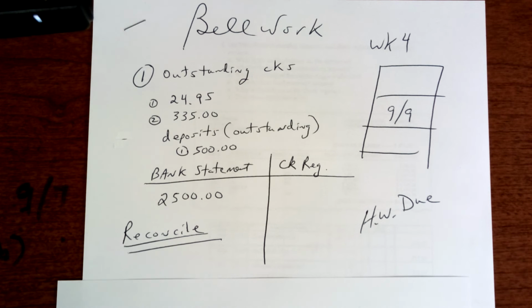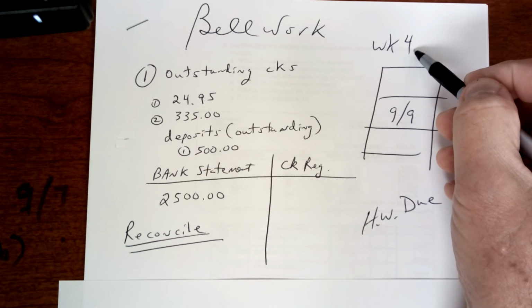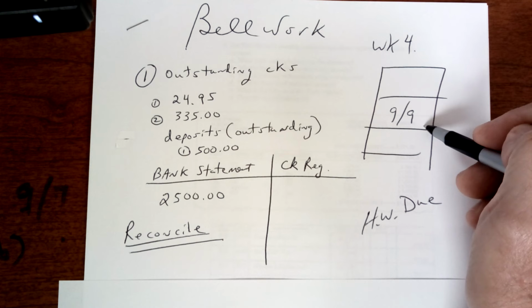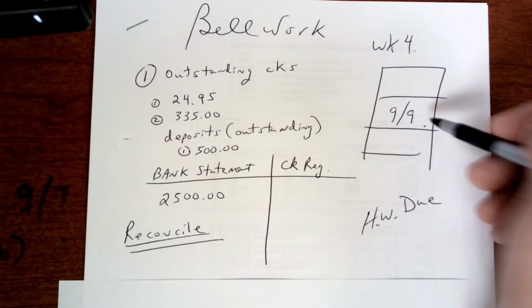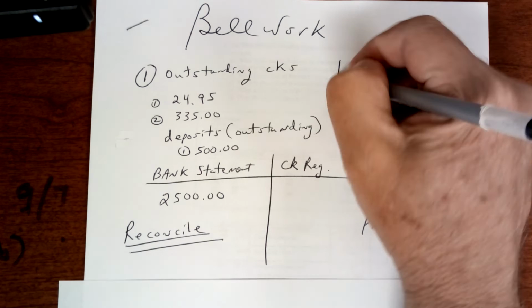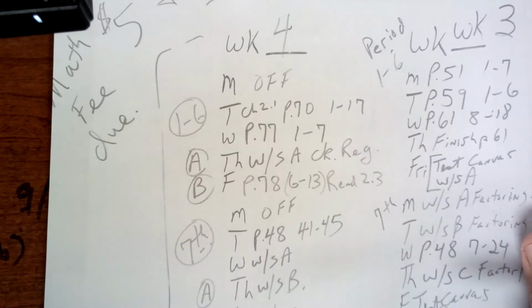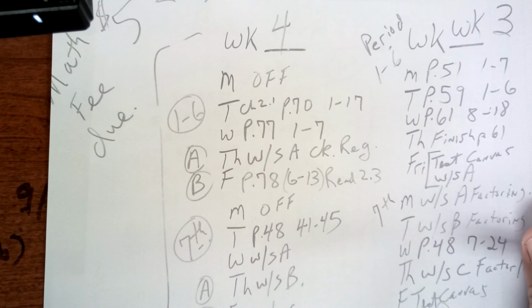This is the end of week 4, first marking period. Imagine that. And this goes on the back side in the middle. Homework is due this weekend for week 4, and this is for periods 1 through 6. Make sure you know that. The homework is right here, and you can always access this on your own at home.